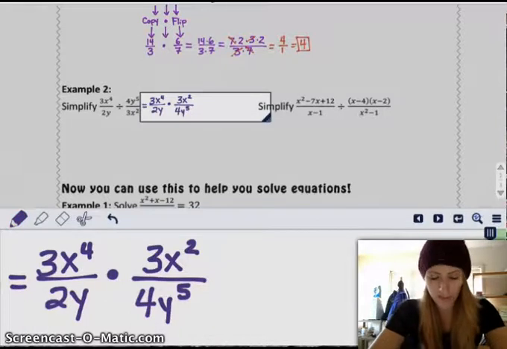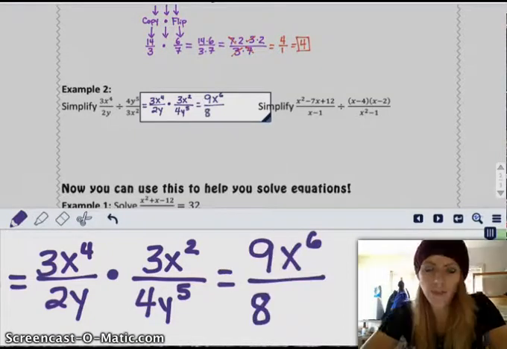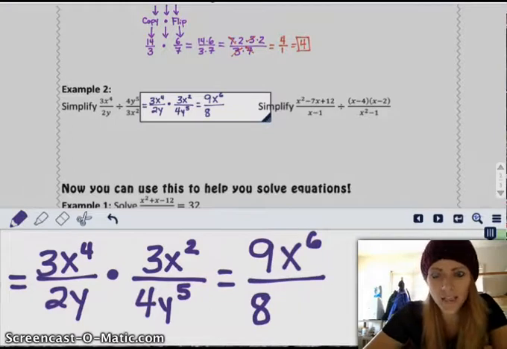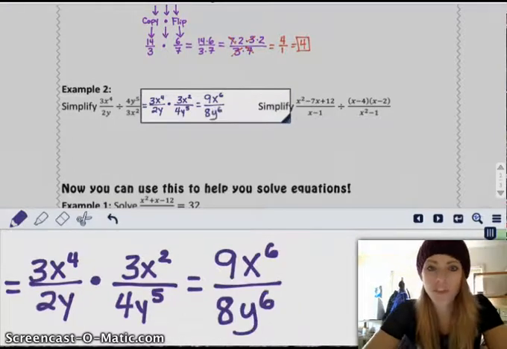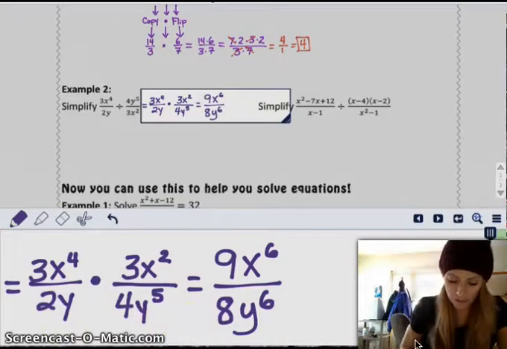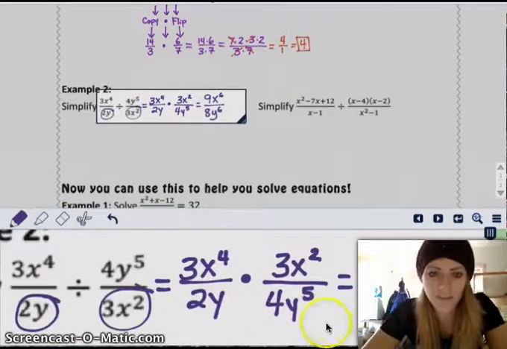3x to the 4th times 3x squared is 9x to the, add the exponents, x to the 6th. And then I've got 2y to the 4th times 4y to the 5th, and that equals 8y to the 6th. There's nothing you can cross out, so that's your final answer, but make sure you say denominator cannot be 0. So y can't be 0 and x can't be 0, because when we started, we had a y in the denominator and an x in the denominator.